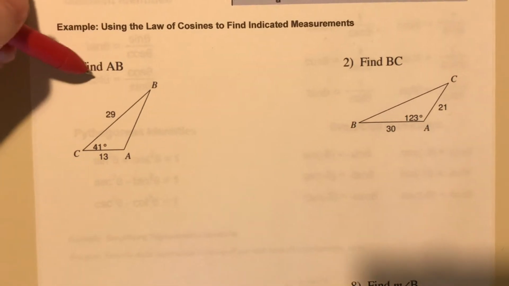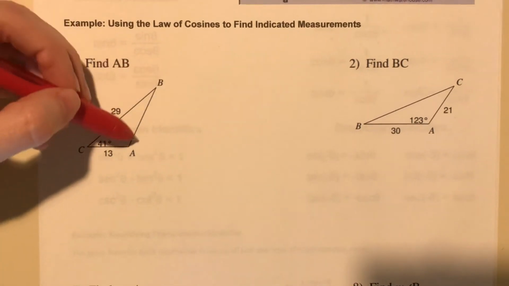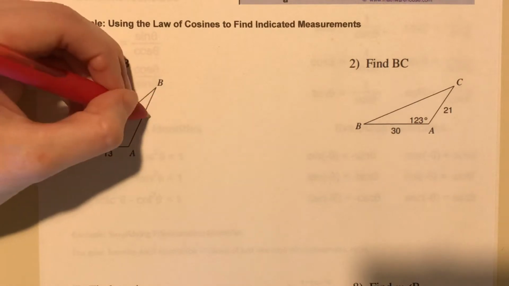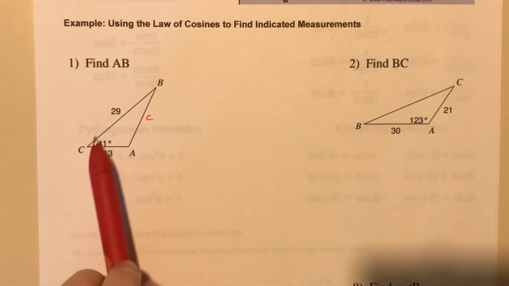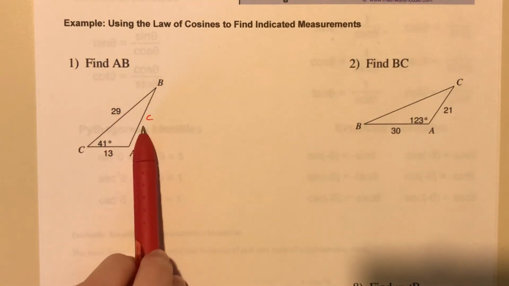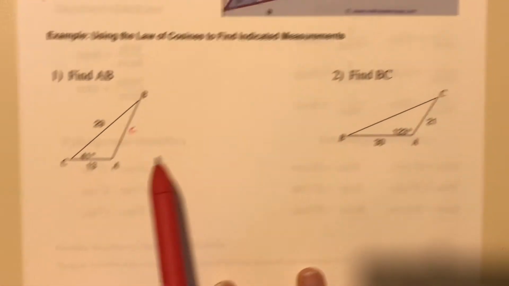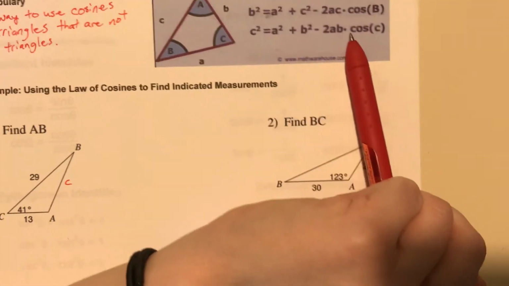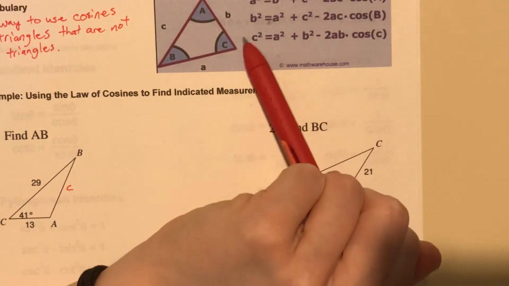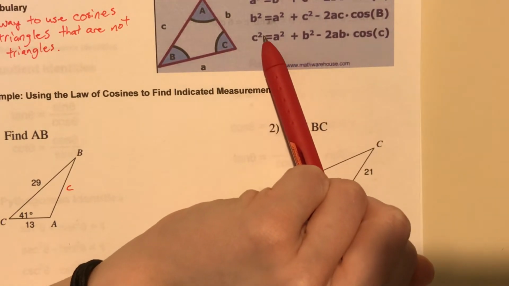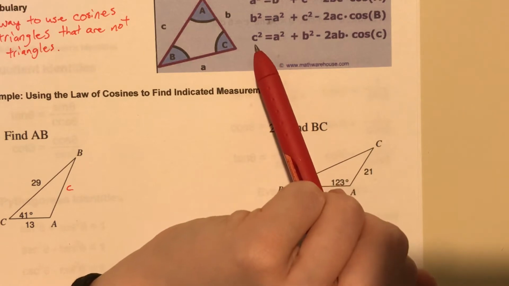First of all, here it says find AB. These are all in capital letters, but I'm actually going to call AB side C, lowercase c, because it's opposite of angle C. That helps me realize which law I'm going to use. I'm going to use the last one because that's the one that deals with C. And I'm looking for the missing side C.